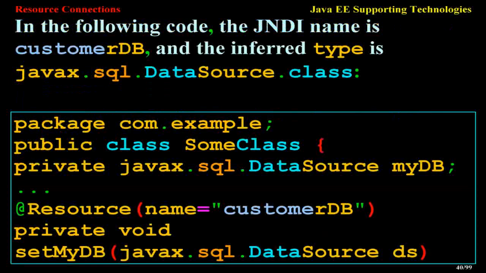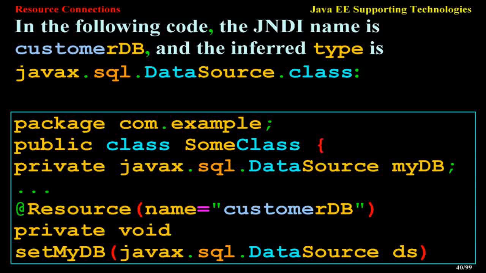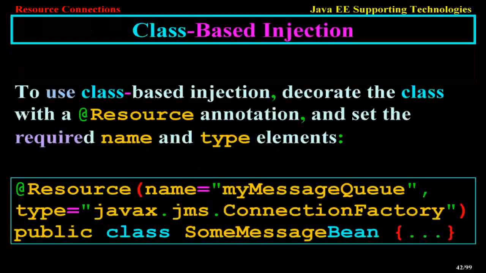In the following code, the JNDI name is customerDB, and the inferred type is javax.sql.DataSource. class package com.example public class SomeClass private javax.sql.DataSource myDB @Resource(name="customerDB") private void setMyDB(javax.sql.DataSource ds) myDB = ds.